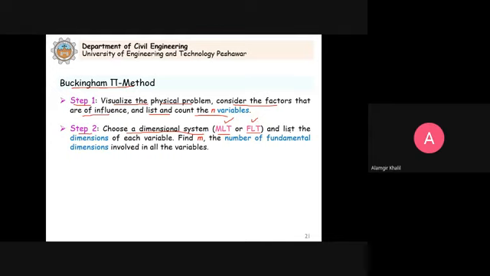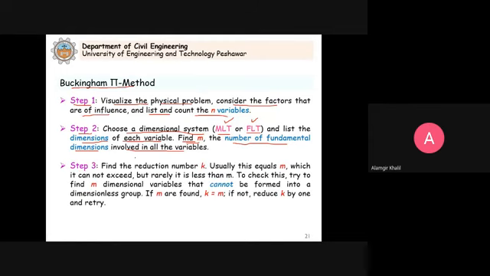And list the dimensions of each variable. Find m, the number of fundamental dimensions involved in all the variables. So you will check: mass is present, length is present, time is present, m is equal to 3. If 2 are present, m is equal to 2, like this. So the next step is to choose the system and calculate the number of fundamental dimensions present in all the variables that you identified in step number 1.